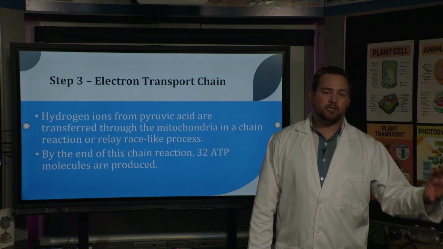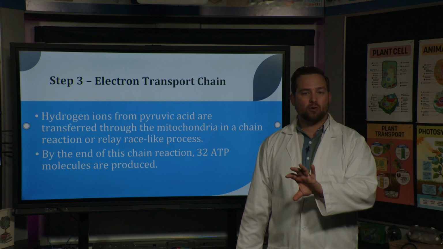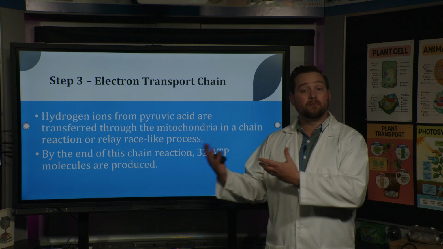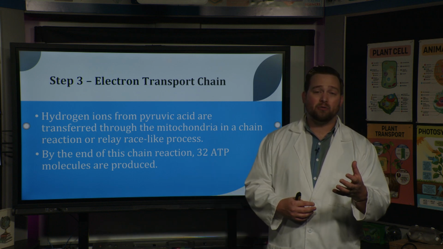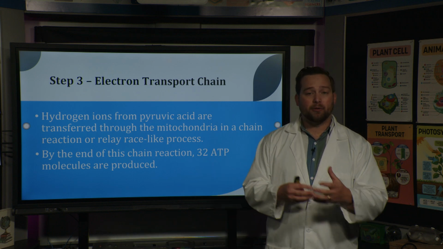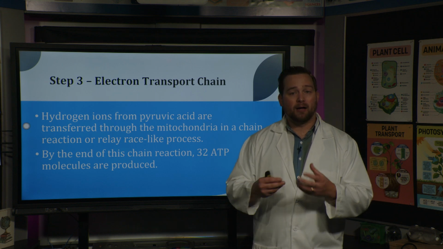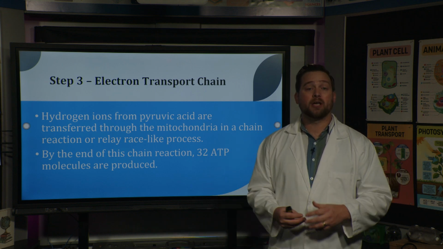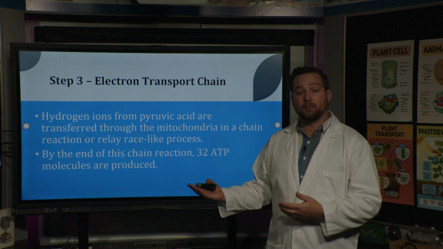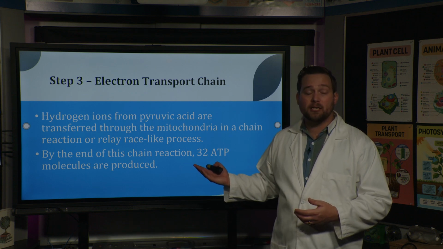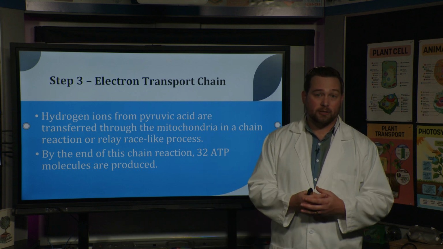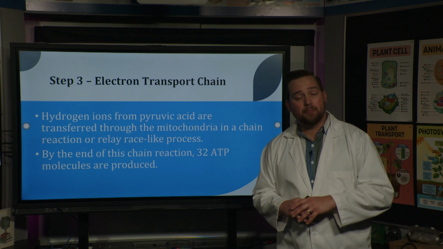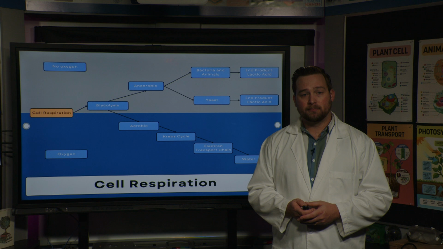But the first 2 steps, the glycolysis and the Krebs cycle, we're just doing stuff to get ready for this part. We have to make that pyruvic acid. We've got to make some other high energy things to hold on to the energy for this process. So this is where most of the energy is coming from. You can see here 32 ATP made in the electron transport chain. And again, this is happening in the mitochondria, and that only happens if we have oxygen, okay?